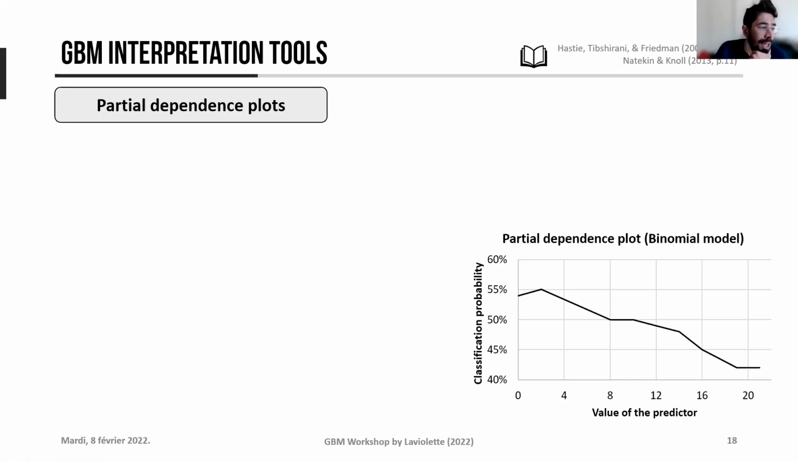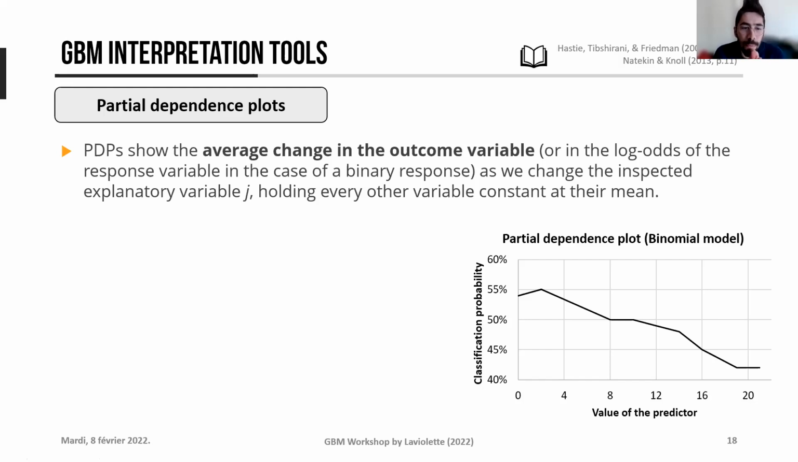This is the second interpretation tool of gradient boosting. So what does it do? A partial dependence plot shows us the average change in the outcome variable if we're modeling a continuous variable, or in the log odds or the probability in the case of a binary response variable, as we change the inspected explanatory variable j, holding every other variable constant at their means. So it's trying to assess what a variable does, what's the relationship between this variable at its different values and the outcome variable, or the probability in a case of classification.